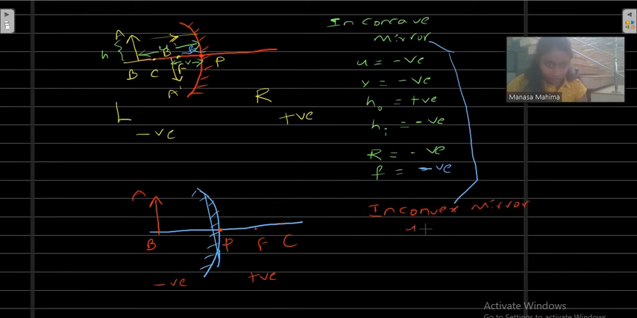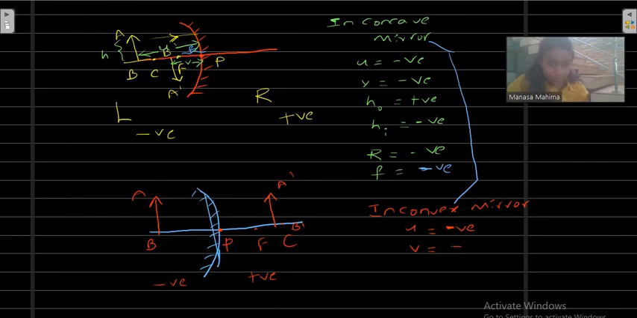So in a convex mirror, what will be the case of U? U will be negative, correct? And what about V? If we want to talk about V, the images that we see in a convex mirror are always virtual and erect images, correct? So this is the image that you will generally get in a convex mirror.